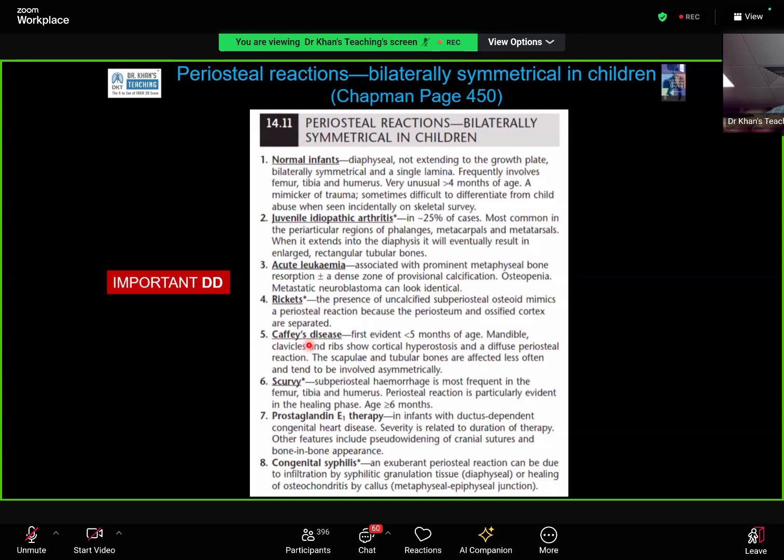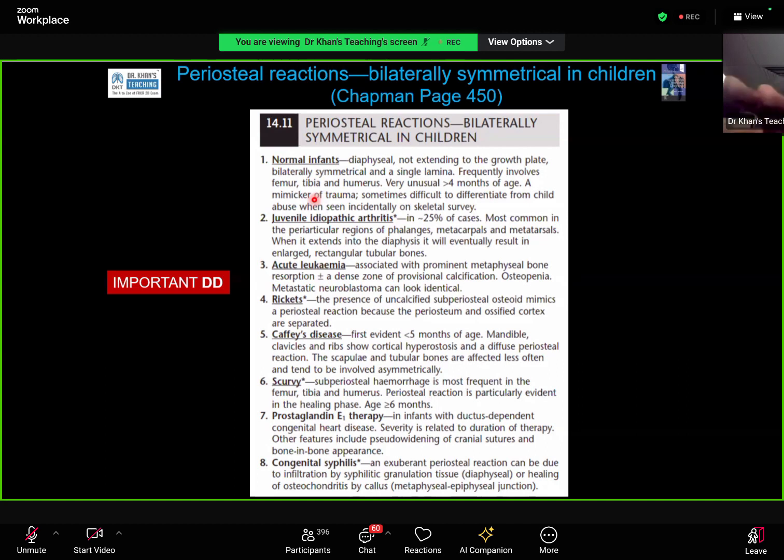Caffey's disease can happen, sir, but it won't be bilateral, and it occurs at less than 5 months. Scurvy? No, sir, it's more than 6 months. Prostaglandin therapy. And what is this, congenital syphilis? Can it happen? Yes, sir. Normal infants, can it happen? Physiological, yes, sir. But one thing you have to consider is age.